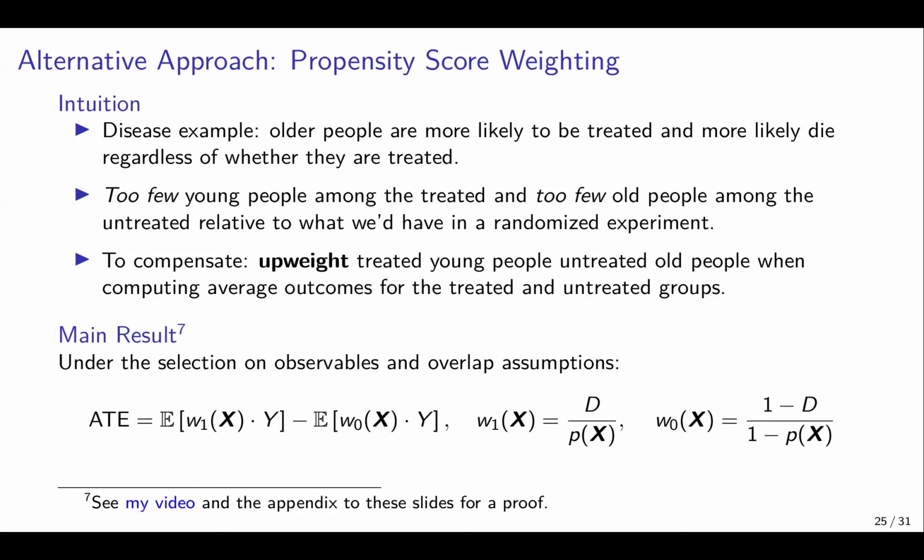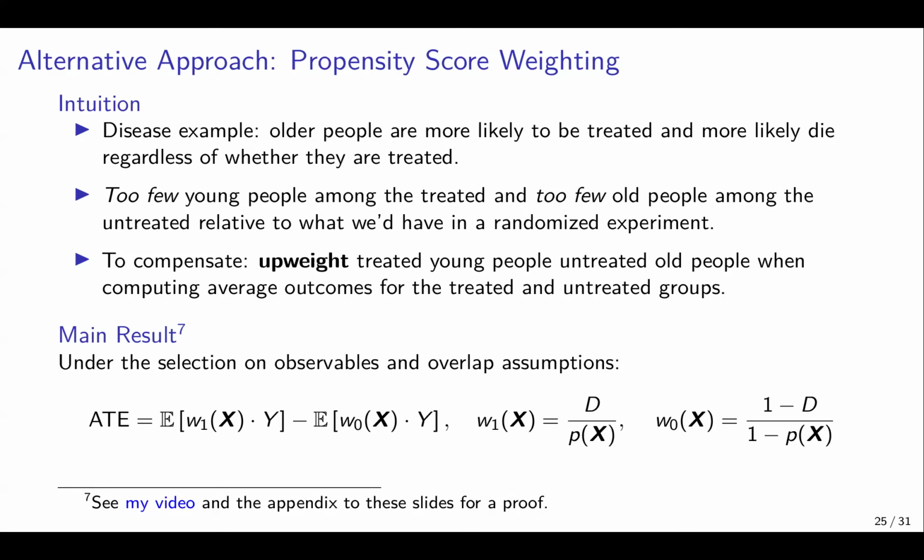In the disease example, older people were more likely to be treated and also more likely to perish regardless of whether they got the drug or not. So you can think about this as saying, well, there are too few young people among the treated. The people who got the drug were mainly old people. The flip side of this, of course, is that there are too few old people among the untreated.